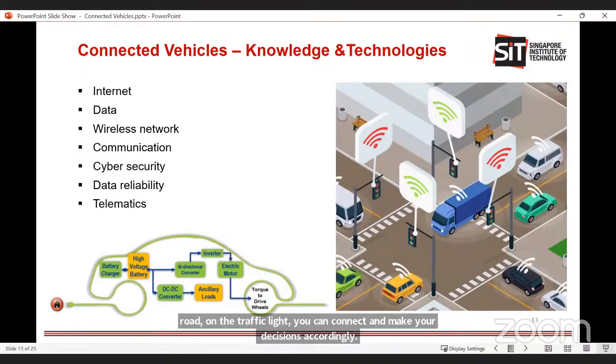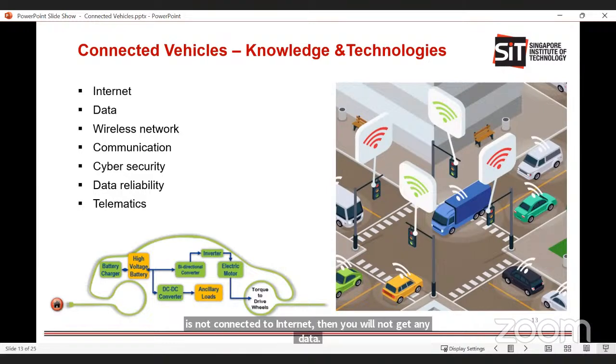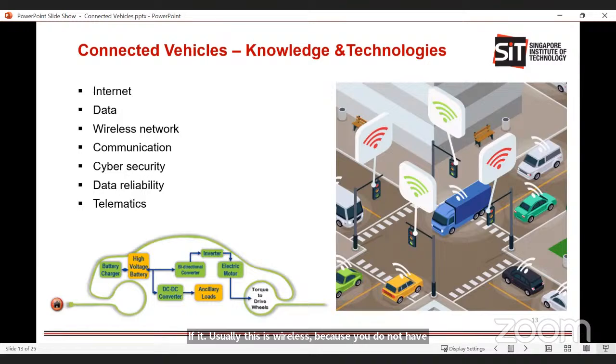In addition to the hardware that we discussed, you need software. We need internet. If your vehicle is not connected to the internet, then you will not get any data. Usually this is wireless, because you do not have a plug in the car for a data cable. It should be a wireless communication system, and cyber security, because the users who are transferring information to each other know your coordinates, so your safety can be compromised.